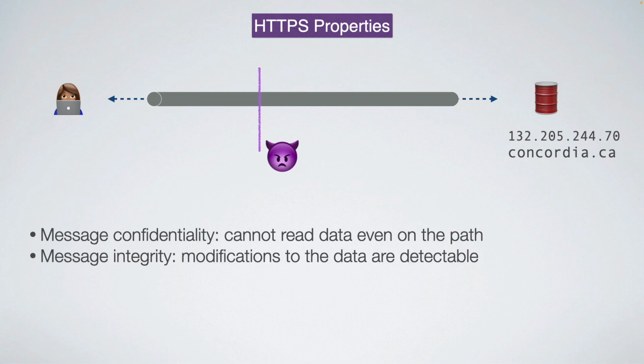So the next thing is integrity. Integrity basically says that if there's someone in the middle, they can change the data. They're in the middle, the data is going by, they can flip the bits or exchange the bytes, they can do whatever they want.